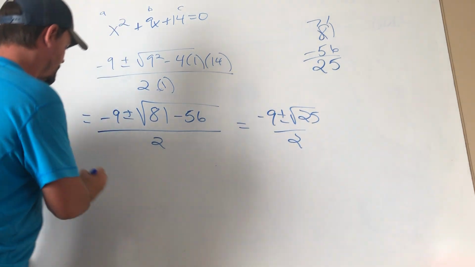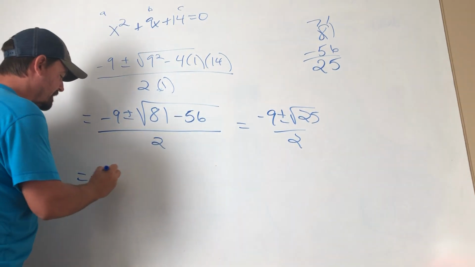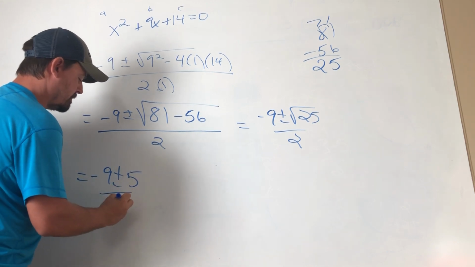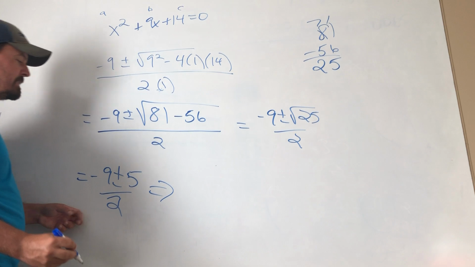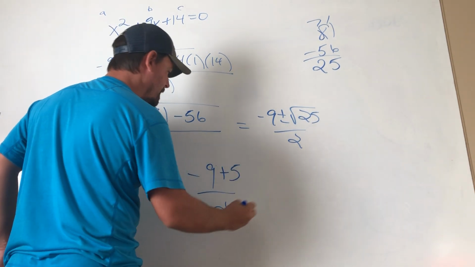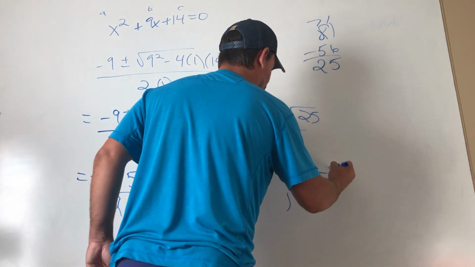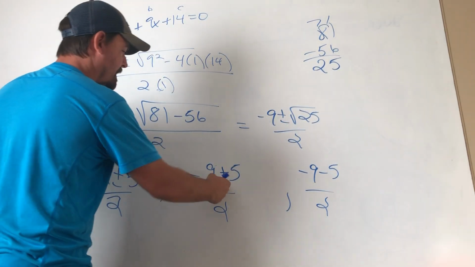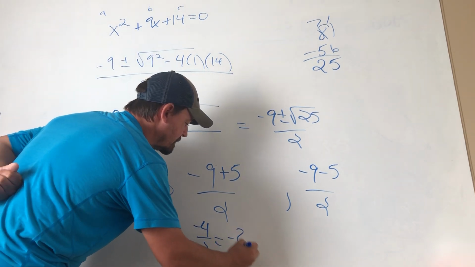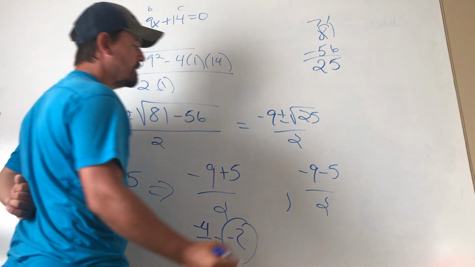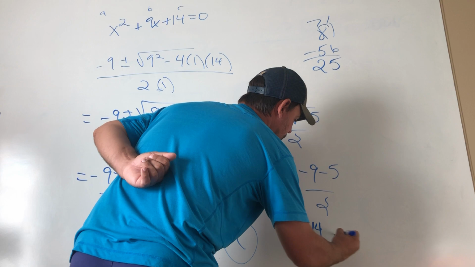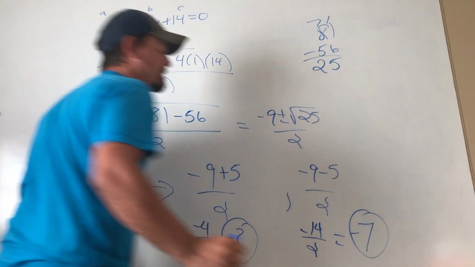Okay? I'm going to go back here. That's negative 9 plus or minus 5 over 2, which means we have two answers here that are going to work out pretty nicely. So I'm looking at negative 9 plus 5 over 2. I'm also looking at negative 9 minus 5 over 2. Now negative 9 plus 5 should give you a negative 4 over 2. Negative 4 over 2 is the same thing as negative 2. So there's one of our answers. Negative 9 minus 5 should be negative 14 over 2, which should give us a negative 7. There's our other answer.